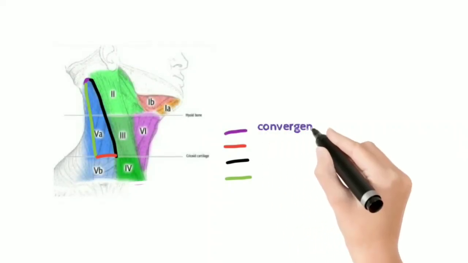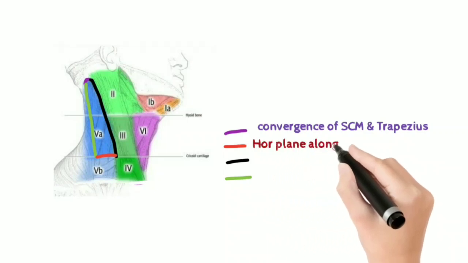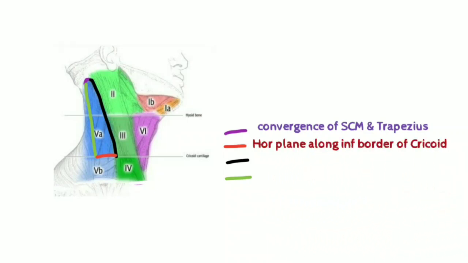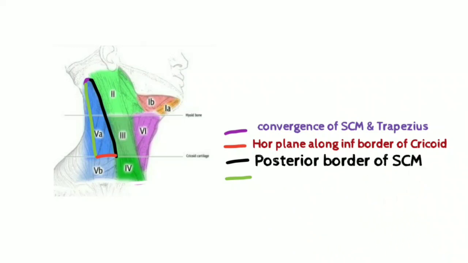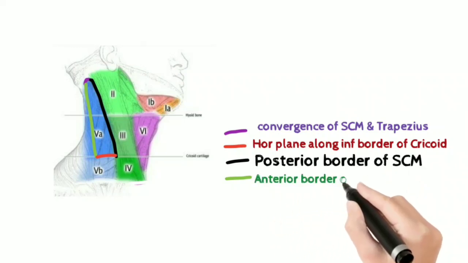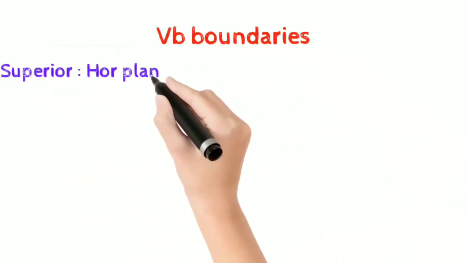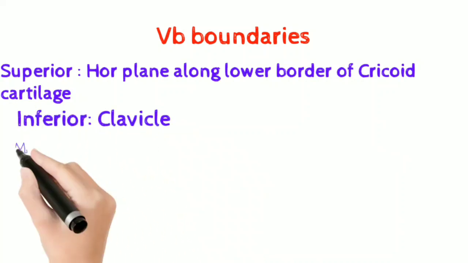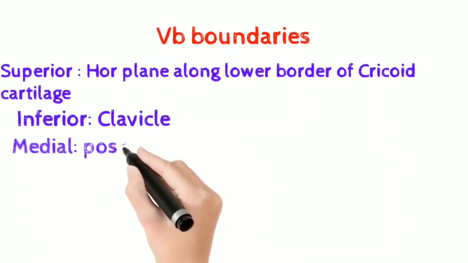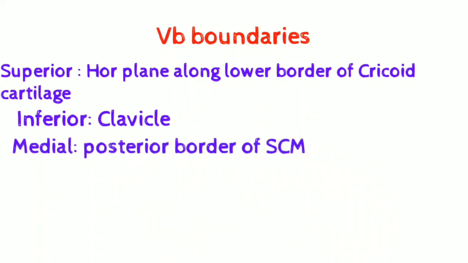So superiorly, the apex of convergence of sternocleidomastoid and trapezius. Inferiorly, the horizontal plane along the lower border of the cricoid cartilage. Medially by the posterior border of sternocleidomastoid, and laterally by the anterior border of trapezius. Level 5B, superiorly it is bounded by the horizontal plane along the lower border of the cricoid cartilage, inferiorly by the clavicle. Medially it is bounded by the posterior border of sternocleidomastoid, and laterally by the anterior border of trapezius.